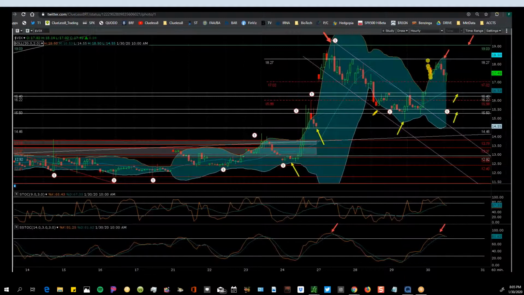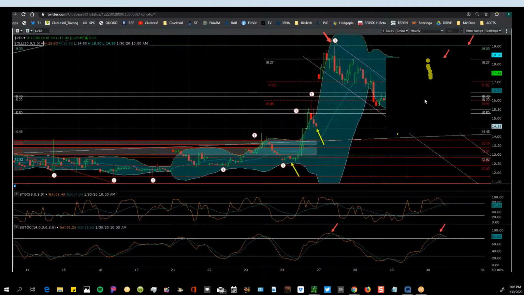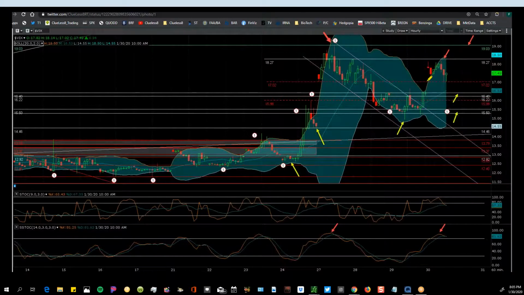And today was a prime example of that. So I show the VIX chart to give people an idea of what the market might be doing, because this is an early read on the market. How about that? It's a contrarian indicator.